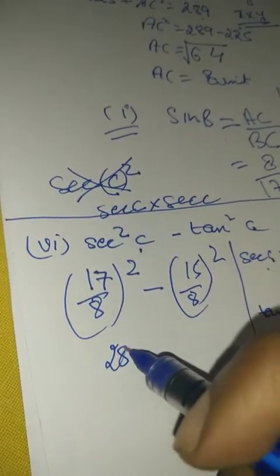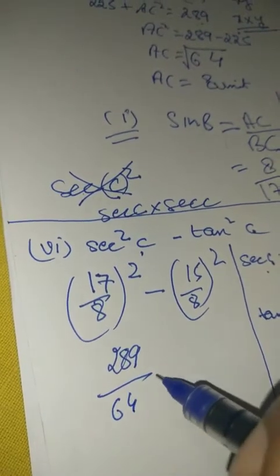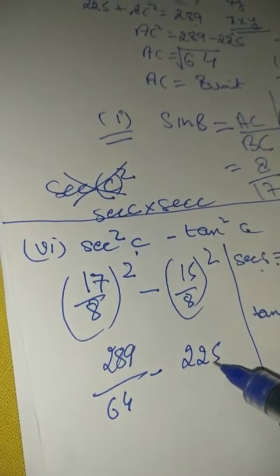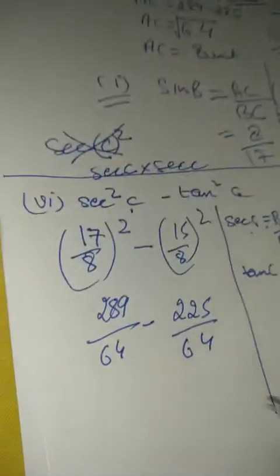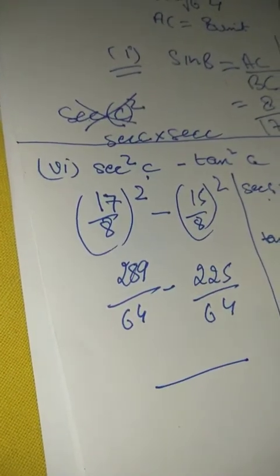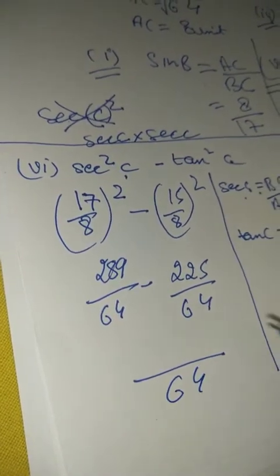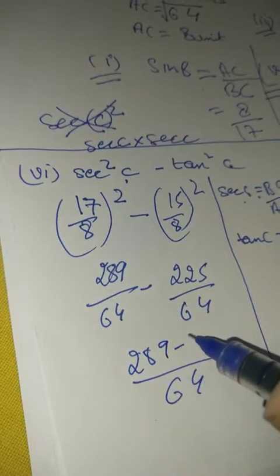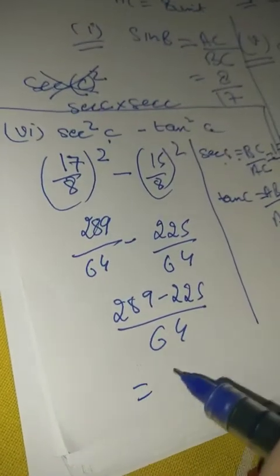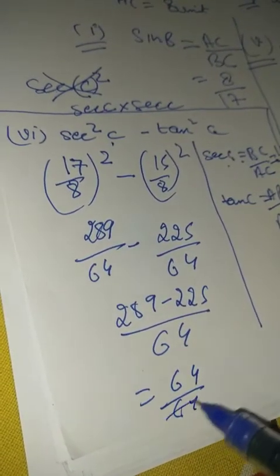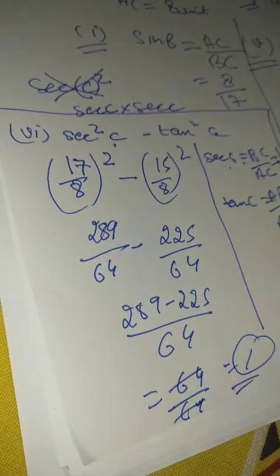So it will be 289 upon 64 minus 225 upon 64. Let's take the LCM. Both have the same denominator, so the same will be the LCM. So it will be 289 minus 225, and so this will be 64 upon 64. Both get cancelled out, and it will be 1.